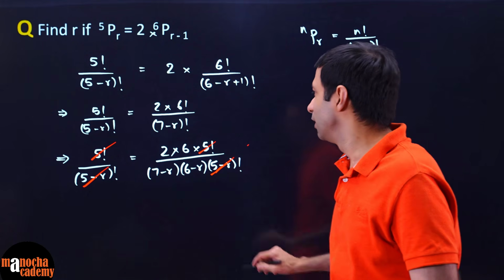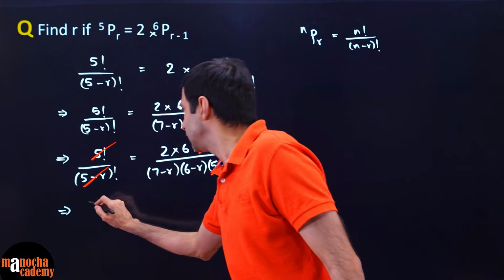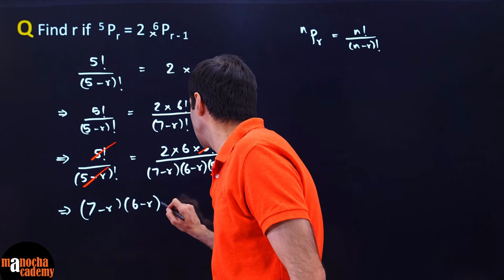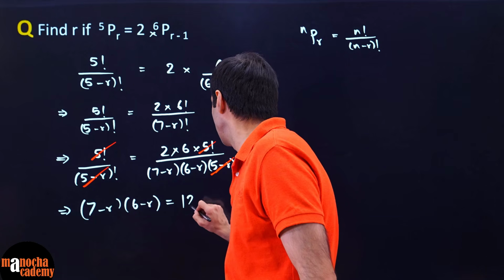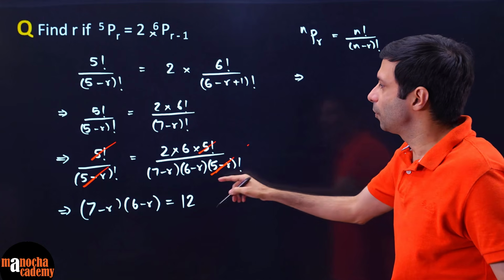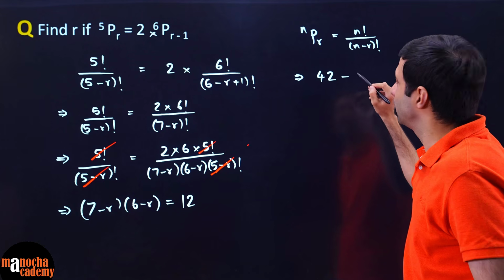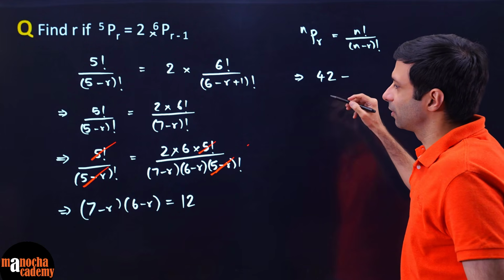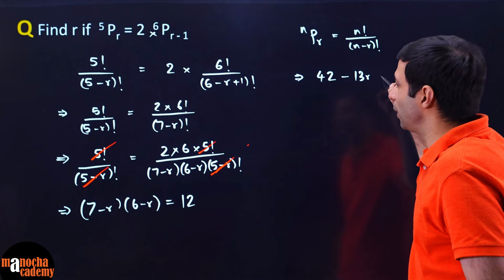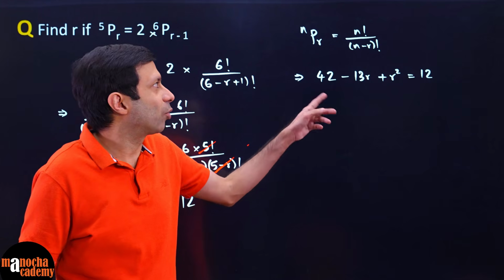So what do we get over here? So finally, if I take this to the left hand side, 7 minus r and 6 minus r equal to 6 times 2, which is 12. So let's go ahead and simplify the left hand side. So what will we get over here? 7 minus r times 6 minus r, if you expand out, you'll get 42 minus, so you have a 6r and a 7r, so that's going to give you minus 13r plus r square equal to 12. So see, we are getting a quadratic equation.